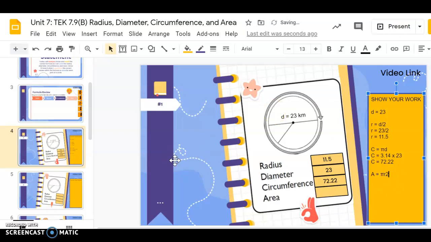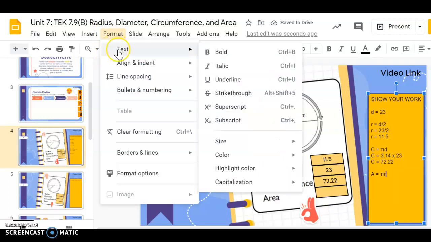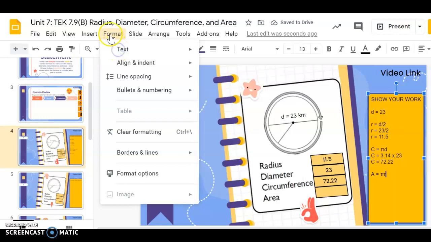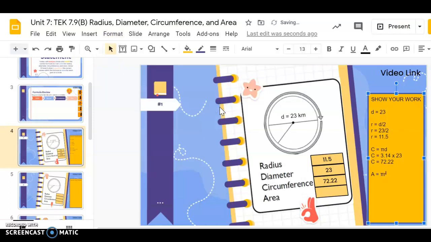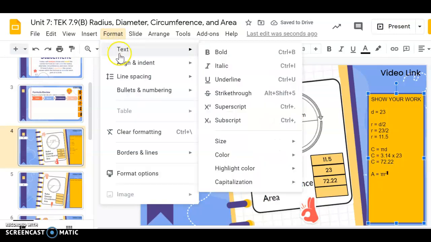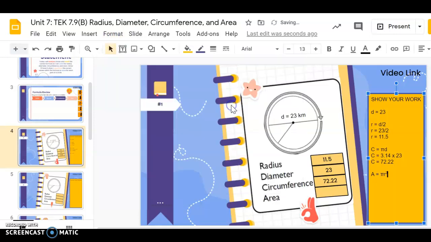You cannot place a regular 2 next to the r because that means pi r2. This is not pi r2. It is pi r squared. If you put pi r2, it's very, very different. So Format, Text, go to Superscript right here because you see that tiny 2 right there. Click on it. It just made my cursor small. I put my 2. I have to take it off now. Format, text, superscript. It just took it off, and I can hit enter.